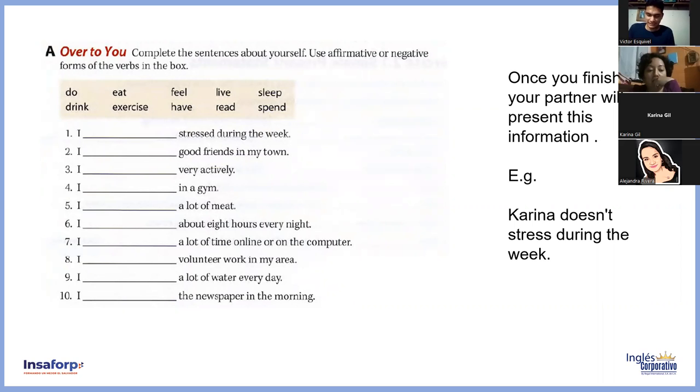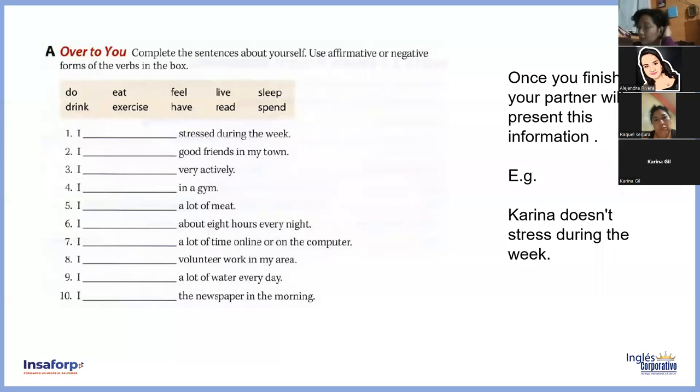She feels stressed during the week. She has good friends in my town. She feels very actively. She doesn't exercise in a gym. She doesn't eat a lot of meat. Okay, perfect. Excellent. Okay, let's go with number 6, Roxana.